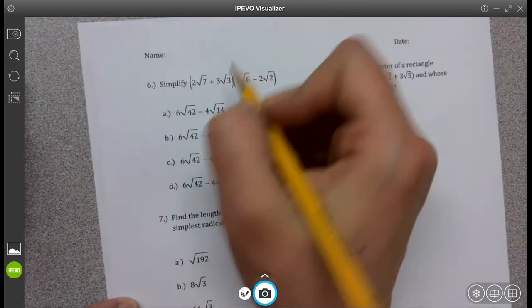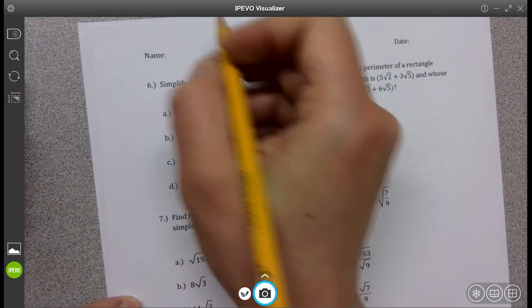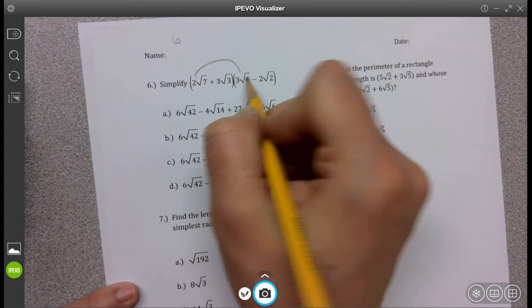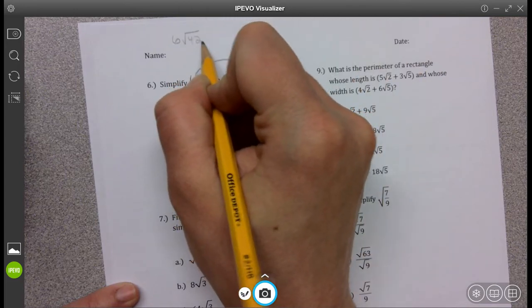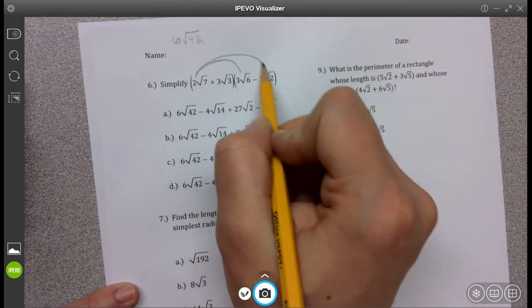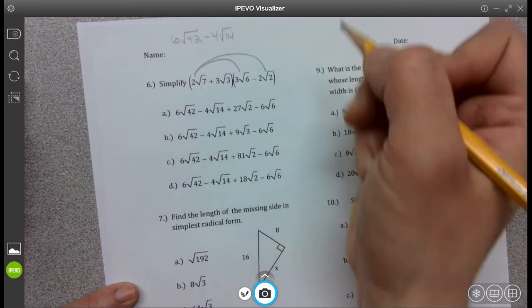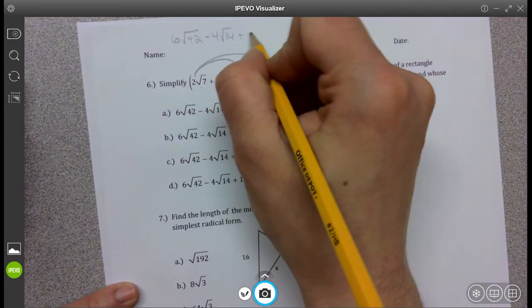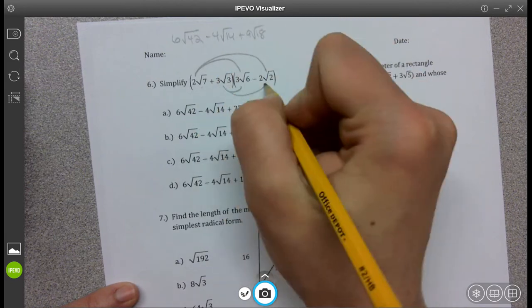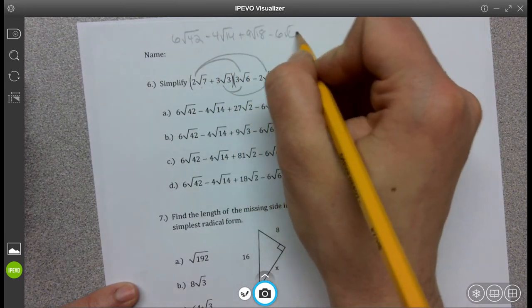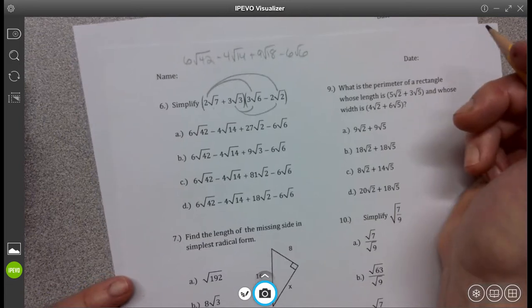Here we have to FOIL. 2 times 3 is 6. 7 times 6 is 42. I'm just going to leave it unsimplified for now. 2 times 2 and its negative is negative 4 times the root 14. 9 root 18. Negative 6 root 6. Okay.